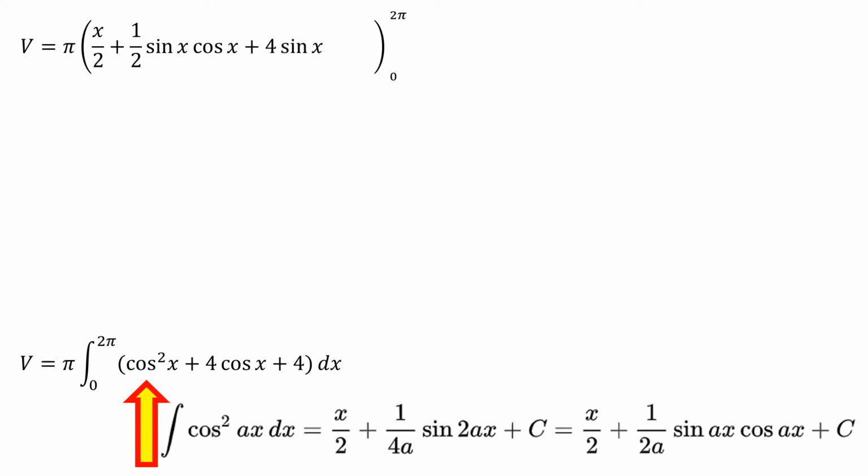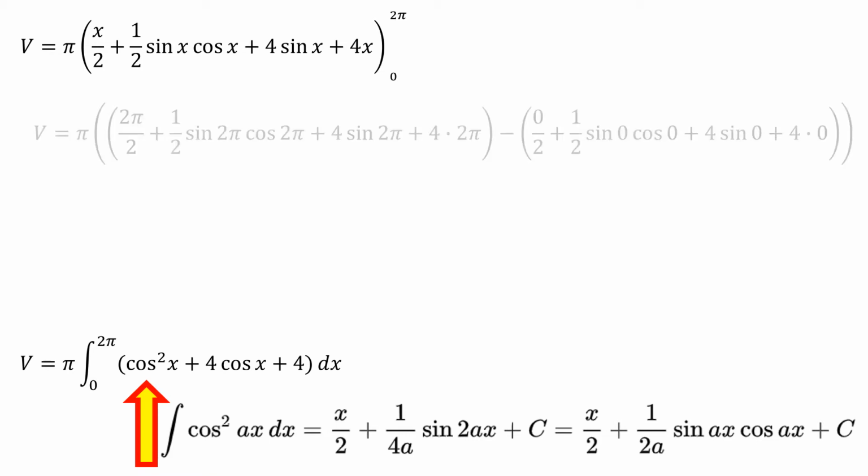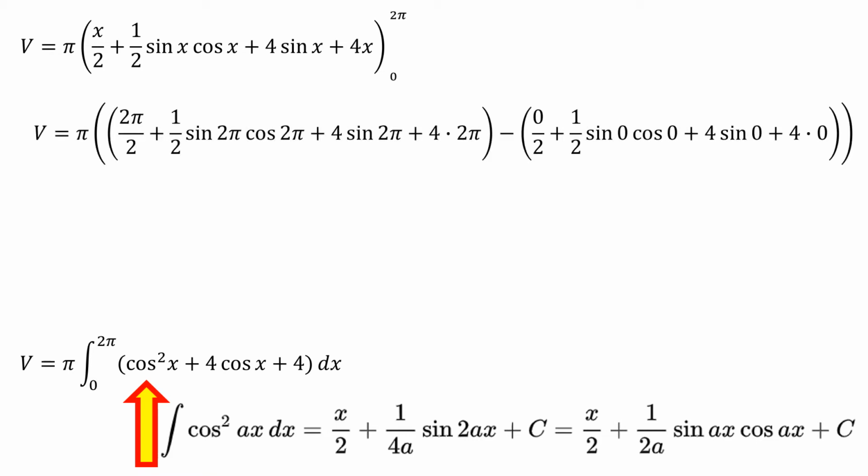Integrating cosine becomes sine. 4, when I integrate it, becomes 4x. Again, those silly coefficients just sit there and look cute. Got to plug in 2 pi for every single x. Got to plug in 0 for every single x. 2 pi over 2, let's call that pi. Plus 1/2, better keep it.